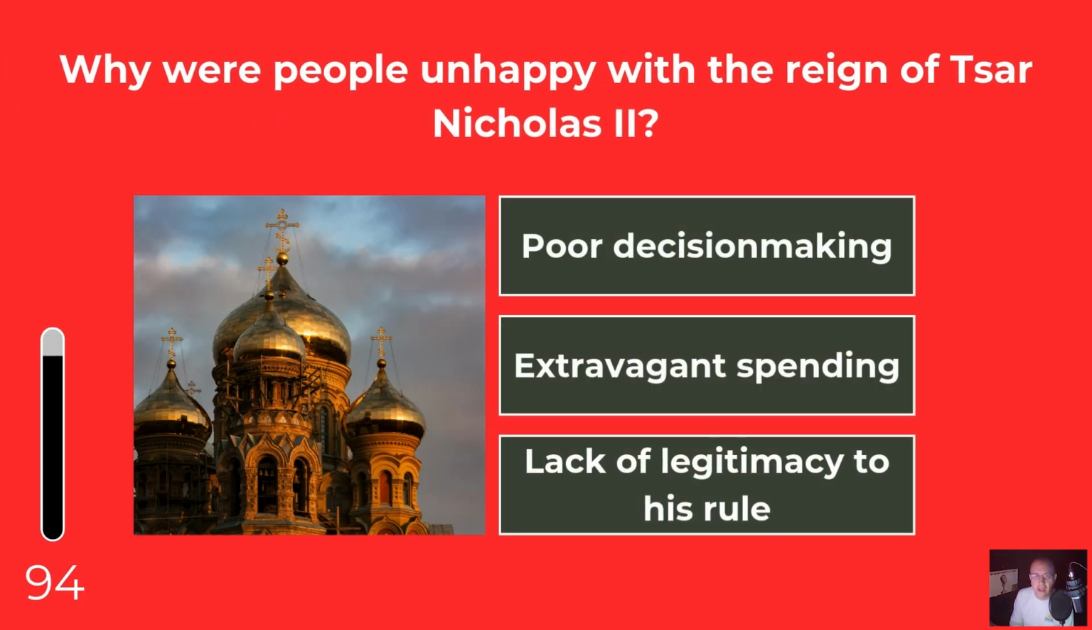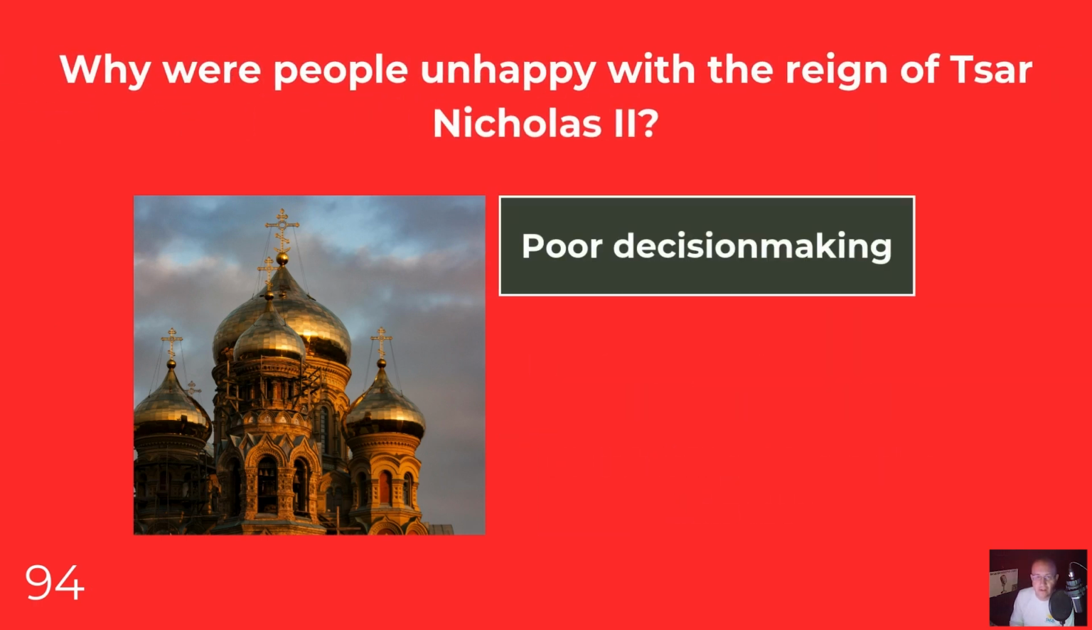Why were people unhappy with the reign of Tsar Nicholas II? Was it because of his poor decision-making, his extravagant spending, or his lack of legitimacy to his rule? They did not like his poor decision-making.